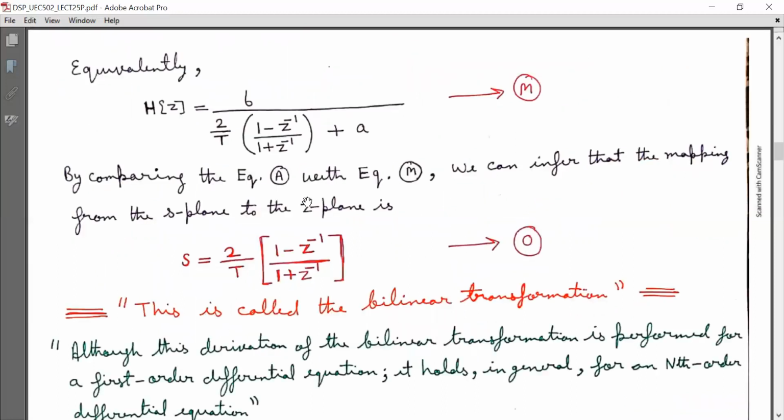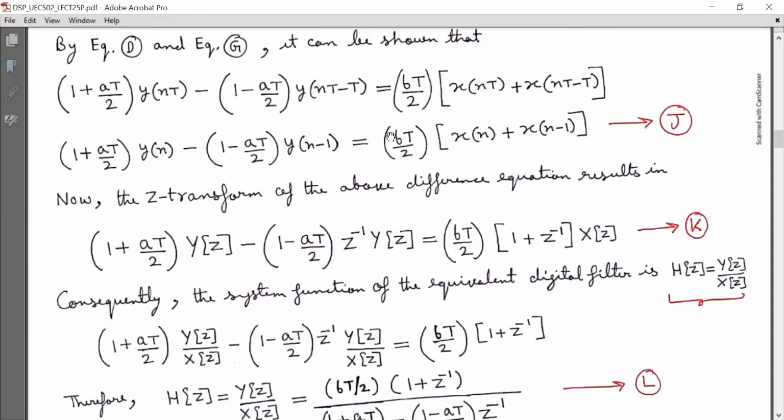Now I will express it in a particular form like in equation M, that is H(z) equal to b divided by (2 by T into (1 minus z inverse) divided by (1 plus z inverse) plus a). Now this is H(z) in the z domain, that is the system function in the z domain, expressed in equation M. Now I will compare it with equation A.